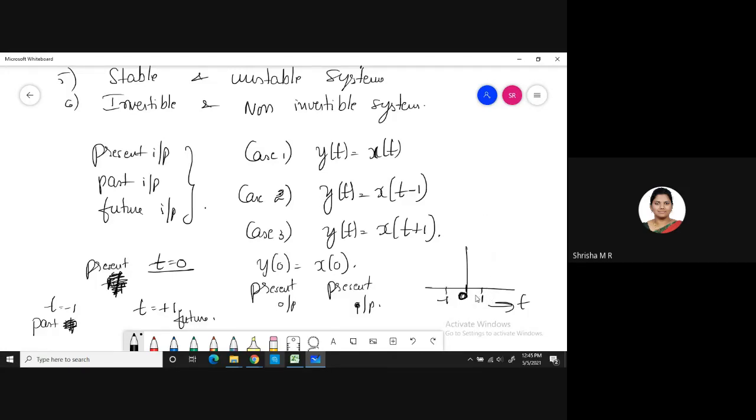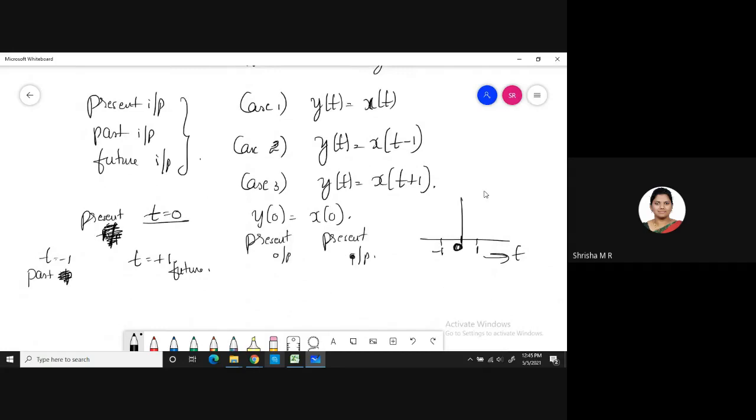Okay, at t = 0 will be present. Similarly, if I take my reference as t = -1, then t = -2 will be past and t = 0 will be future. Okay, did you guys follow? So it all depends on our analysis and our reference, what we are taking at that point of time.